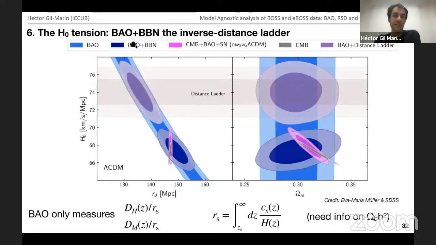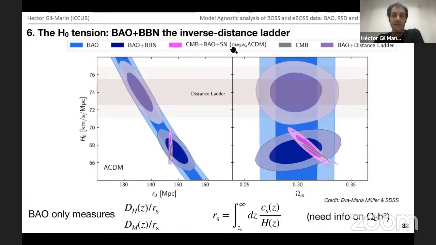So this technique, the BAO plus BBN, is called the inverse distance ladder, because you calibrate your measurement not according to the distance ladder technique, which is coming from redshift 0, but you calibrate it at very high redshift through the sound horizon scale at redshift 1100. This is what is called the inverse distance ladder.